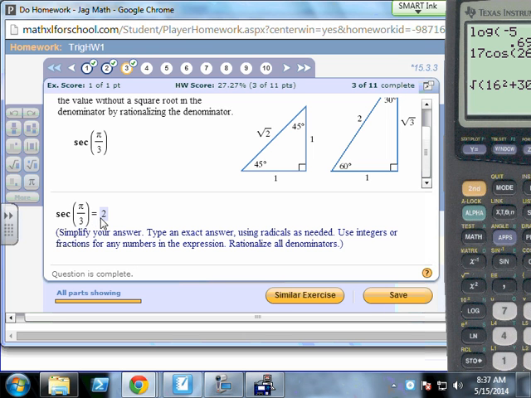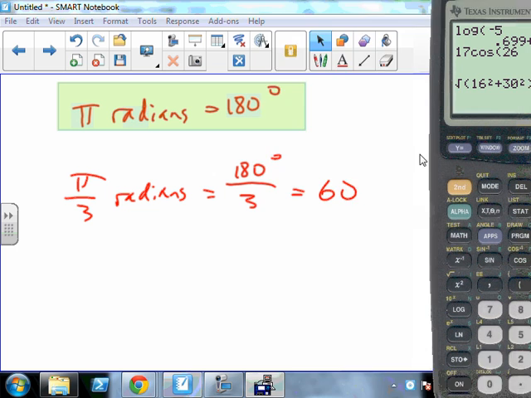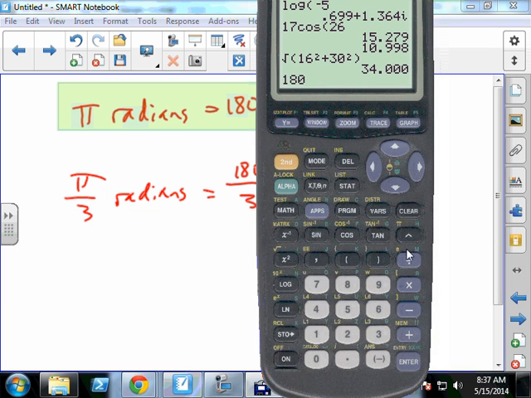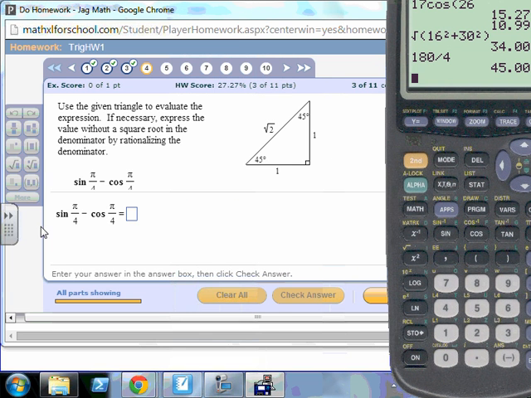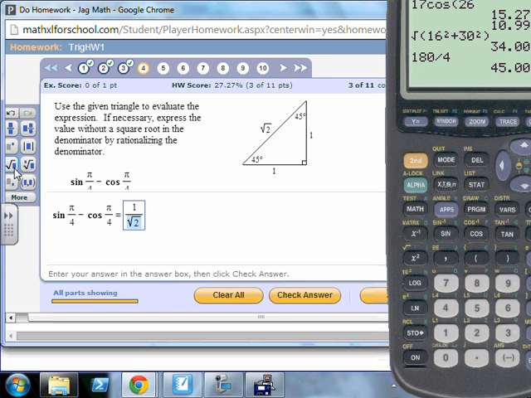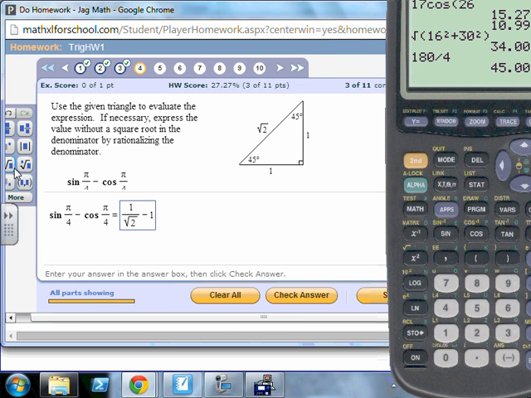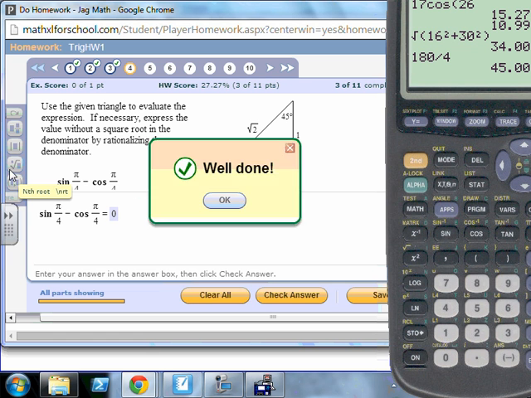Couple tricks to that one, huh? Let's try another one. Sine of pi over 4. Wait a minute. Pi over 4, 180 over 4 is 45. Okay. So the sine of a 45-degree angle would be 1 over rad 2. And the cosine would also be 1 over rad 2. What happens if you take 1 over rad 2 and you subtract 1 over rad 2? What do you get? Seriously? So you get 0. There we go.